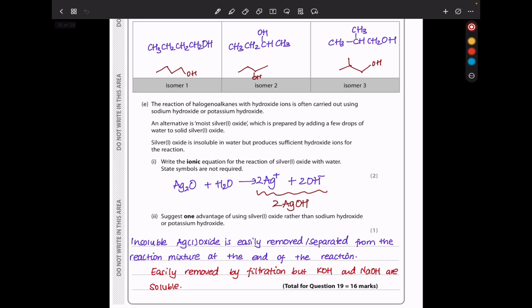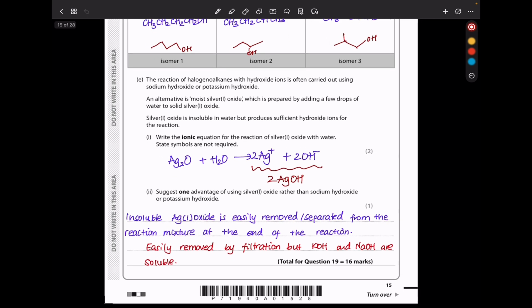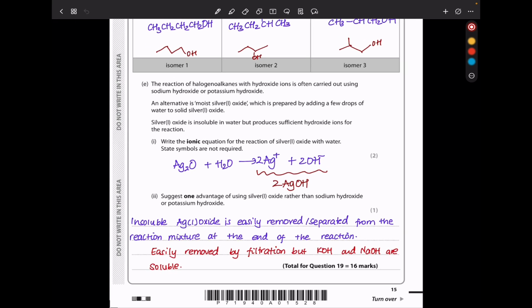In part E, they say the reaction of halogenoalkanes with hydroxide ions is often carried out using sodium hydroxide and potassium hydroxide. An alternative is moist silver(I) oxide, which is prepared by adding a few drops of water to solid silver(I) oxide. Silver(I) oxide is insoluble in water but produces sufficient hydroxide ions for the reaction. Write the ionic equation for the reaction of silver(I) oxide with water. State symbols are now required. Silver(I) oxide plus water gives us silver plus hydroxide.